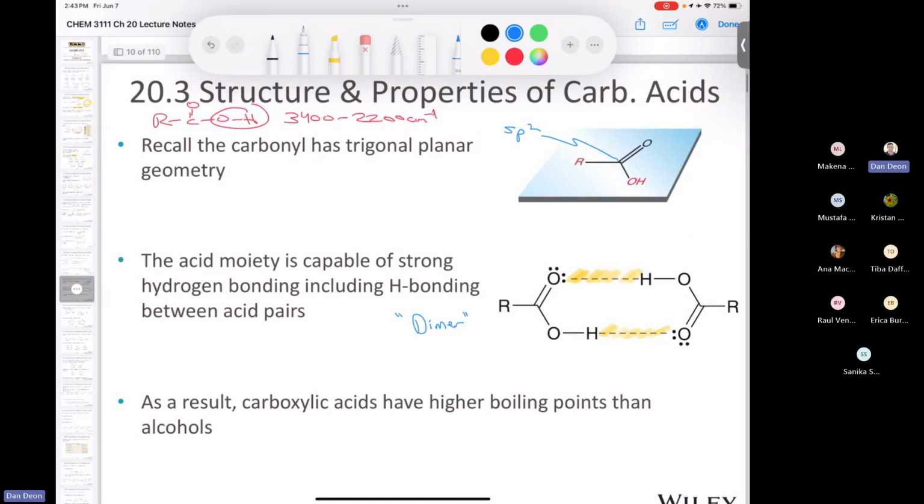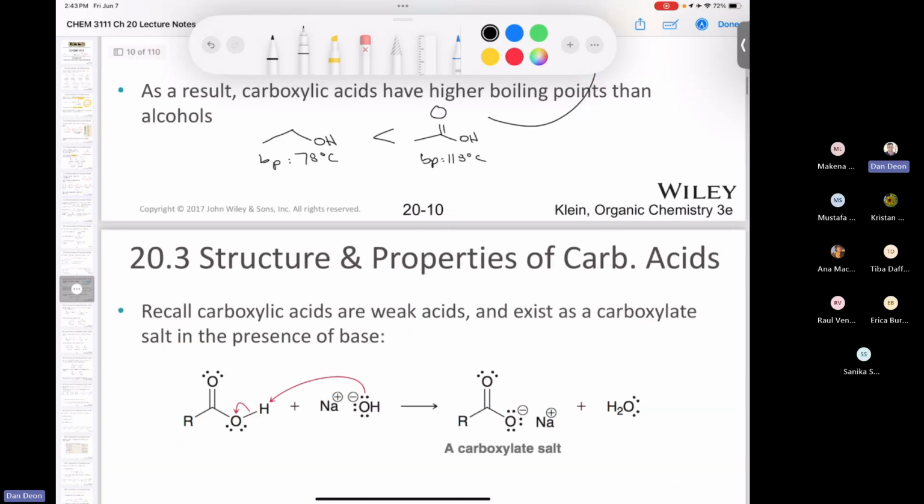I don't have it written in here. I thought maybe I did. But let's say you compare, so I'll put them here. Ethanol has a boiling point of about 78 degrees Celsius, whereas acetic acid has a boiling point that is 118 degrees Celsius. So it's got a really high boiling point. And again, it's because of this extensive hydrogen bonding.